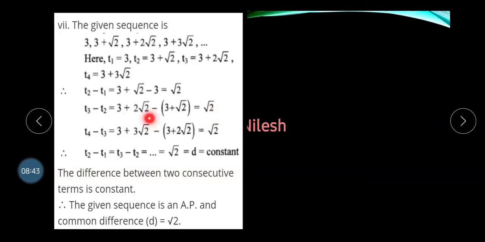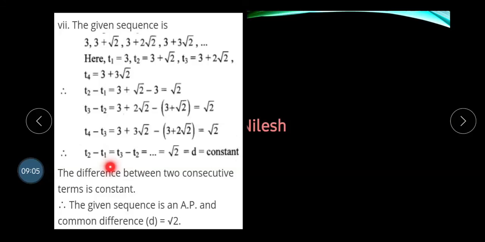Here you need to open the bracket and solve it. So we will get as root 2. Fourth term minus third term equal to 3 plus 3 root 2 minus 3 plus 2 root 2 equal to 2 root 2. Here also we need to open the bracket. When we solve, we will get root 2.